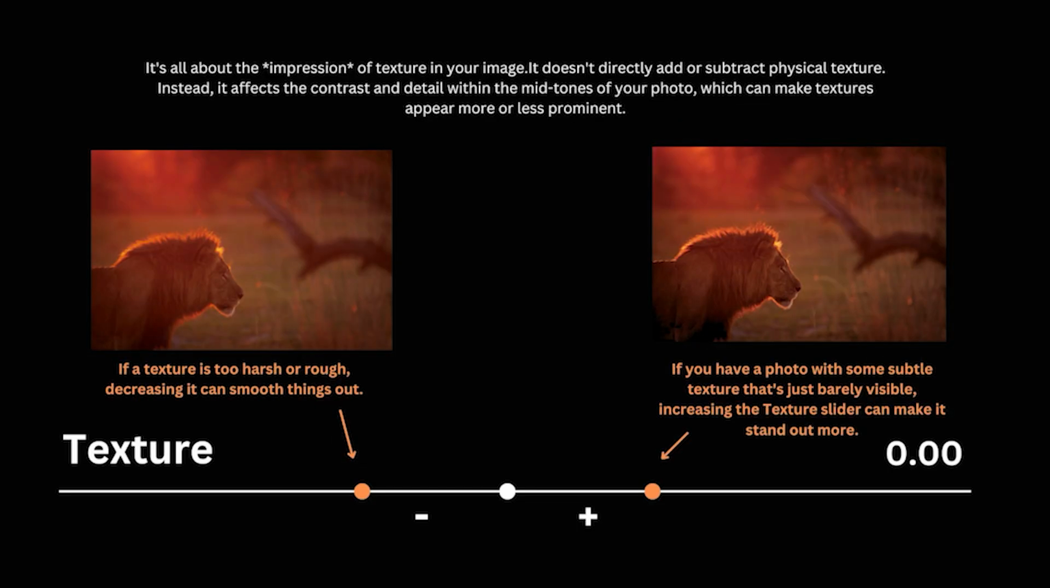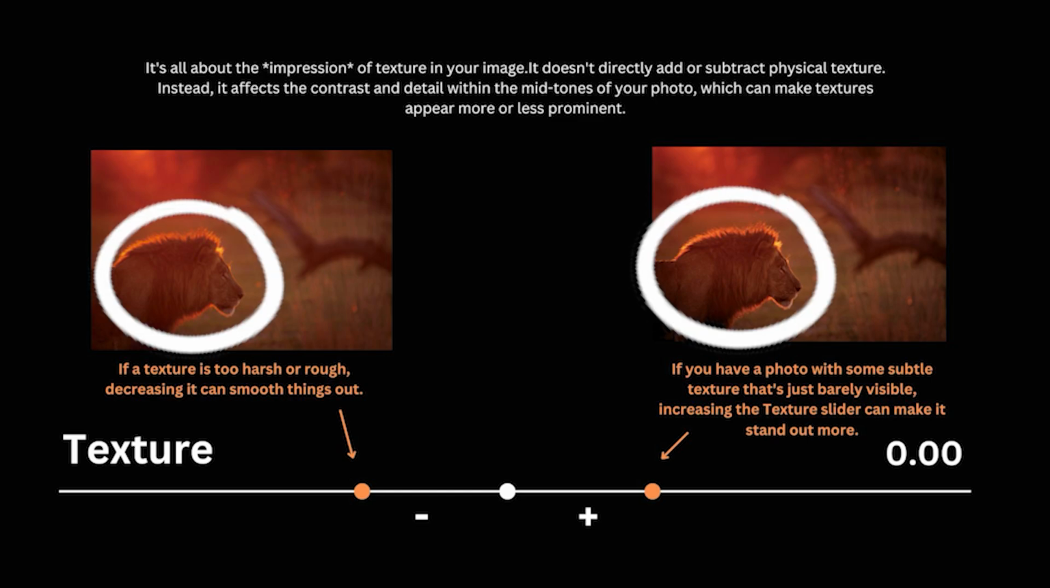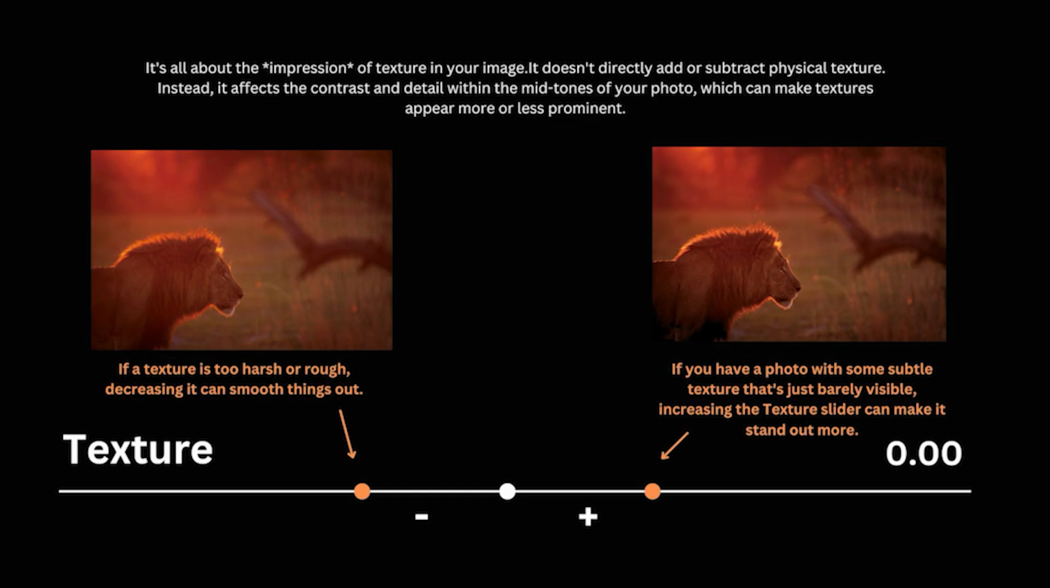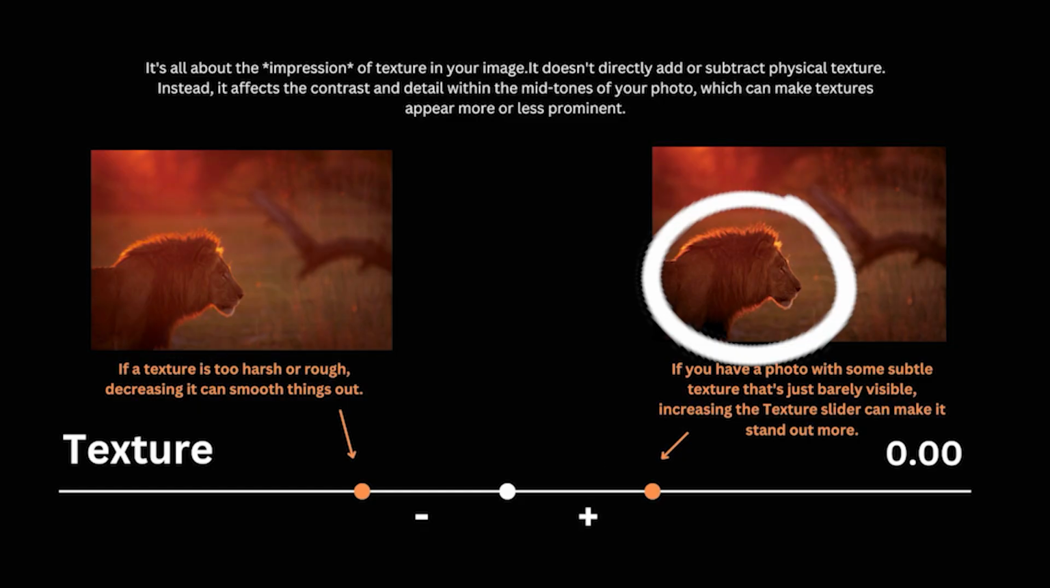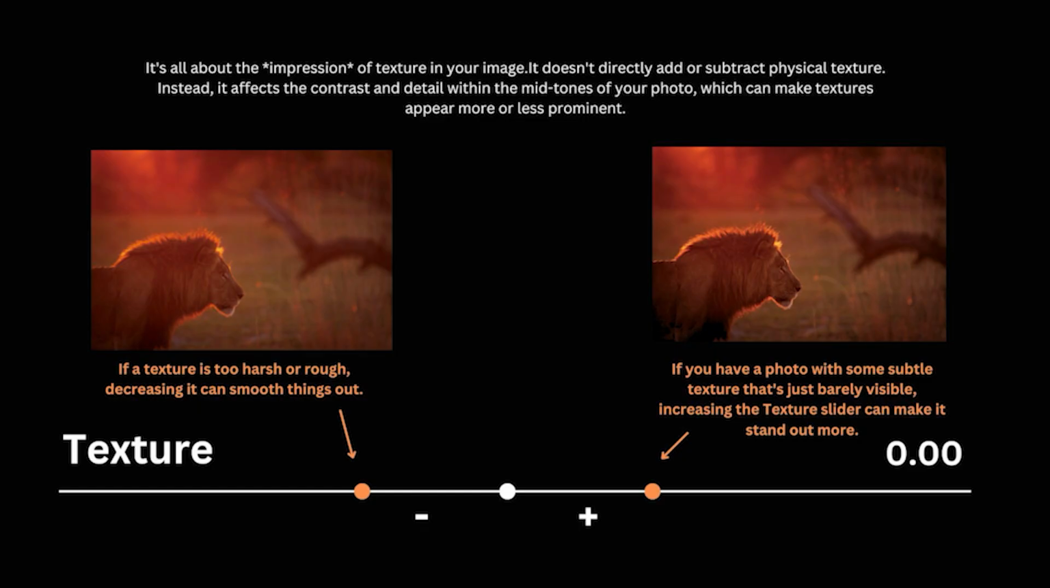The texture slider in Lightroom is a bit of a chameleon. It's all about the impression of texture in your image. So it doesn't directly add or subtract any physical texture. Instead, it affects the contrast and detail within the midtones of your photos, which can make textures appear more or less prominent. If you have a photo that has some subtle texture that is just barely visible, increasing the texture slider makes it stand out a bit more. On the other hand, if the texture is too harsh or rough, decreasing it can smooth things out.